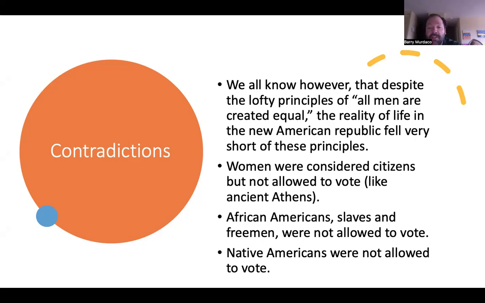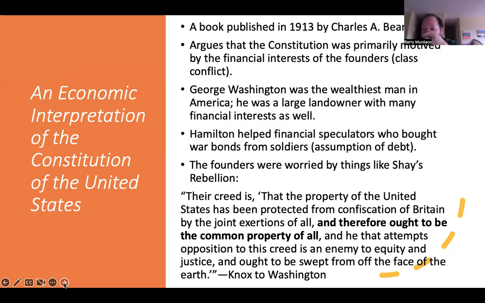Very much like in ancient Athens. African Americans, slaves, and free people, not all African Americans, not all black people in the United States were slaves. Didn't matter. You were not allowed to vote, at least past a certain point. Interestingly enough, many of the state governments at one time did allow free blacks, as they were sometimes called, to vote, but then took away those rights to vote at a later point. It varied state by state, but you could look that up if you're curious. Basically, Native Americans were not allowed to vote either. So the actual extension of voting was quite limited.